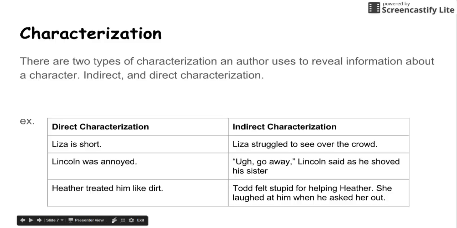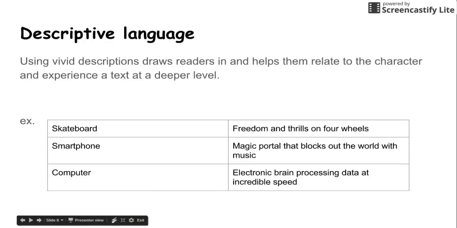And then characterization. There are 2 types of characterization an author uses to reveal information about a character: indirect and direct. Descriptive language. Using vivid descriptions draws readers in and helps them relate to the character and experience a text at a deeper level.